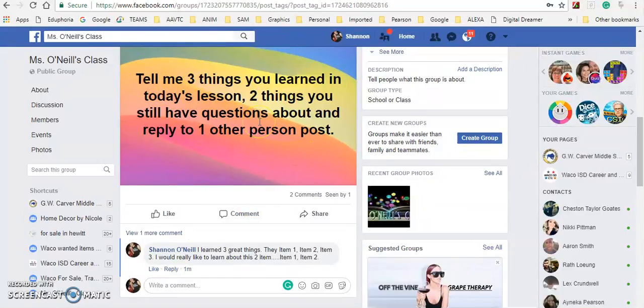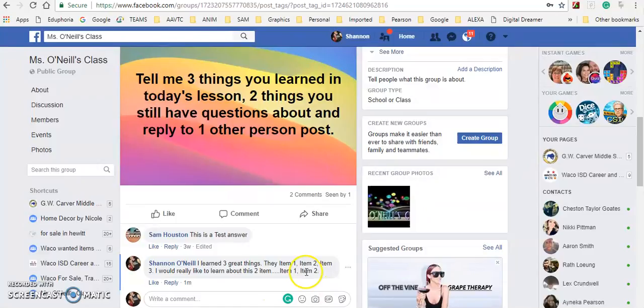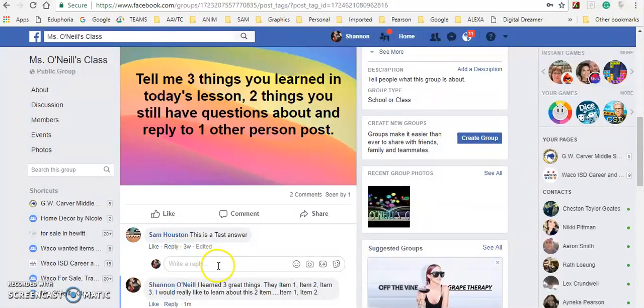Now I've only done 2 parts of the question. The next part says reply to one other person's post. So it says a few more comments. Well, the comments are the post. Here, this was our post, so we can't reply to our own, but Sam Houston is a test answer, also just for instructional purposes. If I hit reply right here, I can reply to that person. And the way you would reply to one is to give them a critique that is positive or negative, but in a way that's going to be constructive.